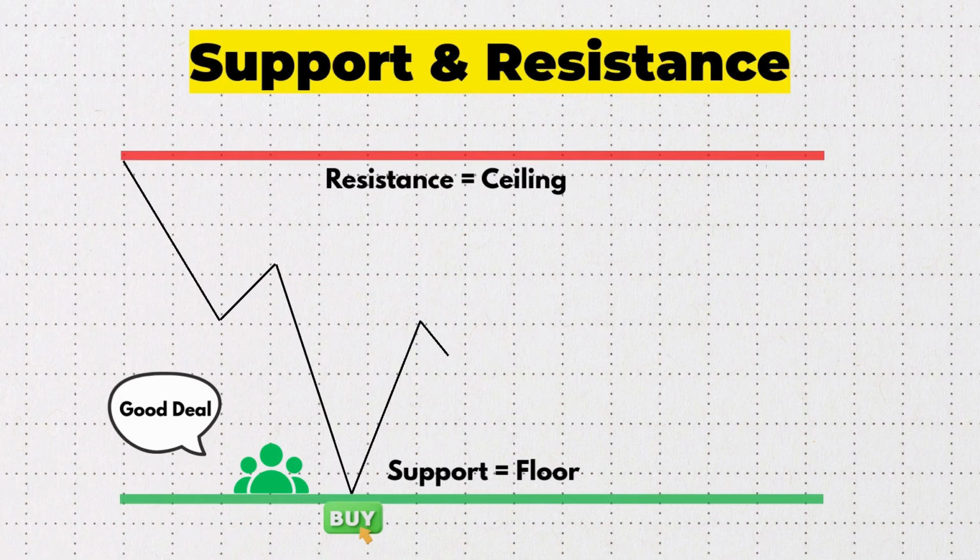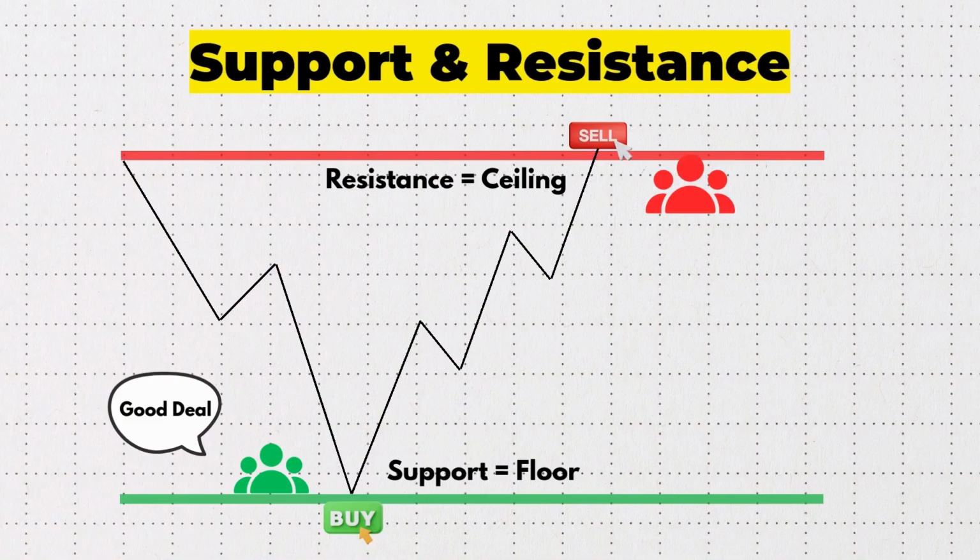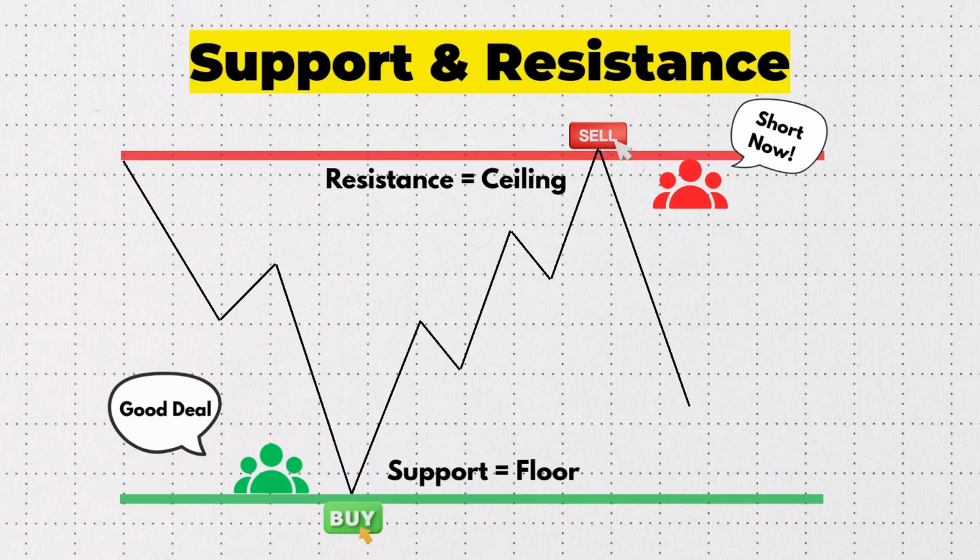Resistance is the opposite. It's the ceiling of the market, the level where price usually stops rising because sellers step in. When price climbs into resistance, traders start taking profits, new short positions open, and selling pressure increases. These shifts in behavior often cause price to consolidate, reject, or pull back altogether.